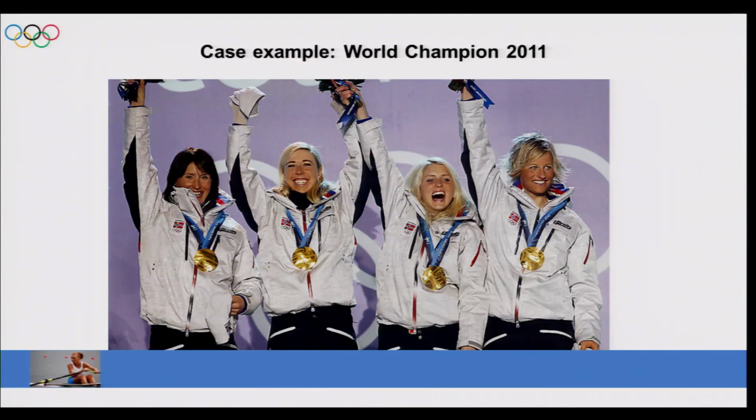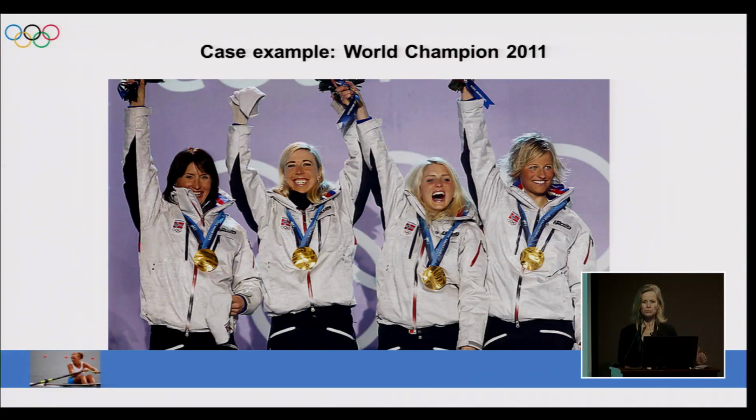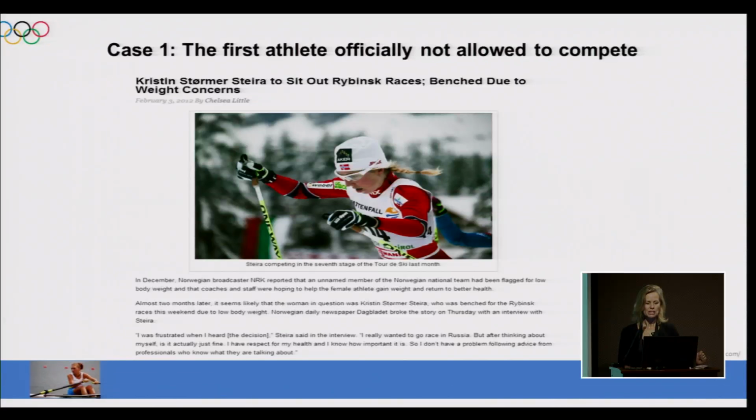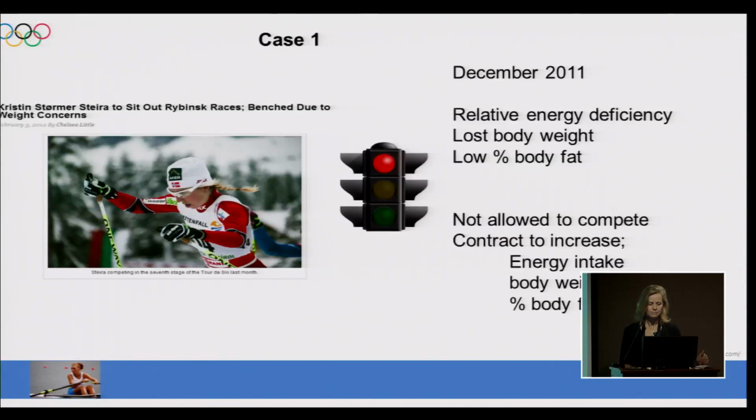So what I'd like to do is use a case example to show you how this model works. This is an example from 2011. This is our Norwegian athlete. And this has been in the media, so this is not information that should be private. It's about this particular athlete. She is a cross-country skier in Norway. I imagine you don't have a lot of those here in Qatar. But she was an endurance athlete, and she was having difficulties with an eating disorder.